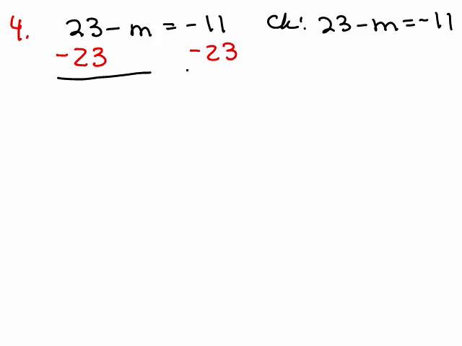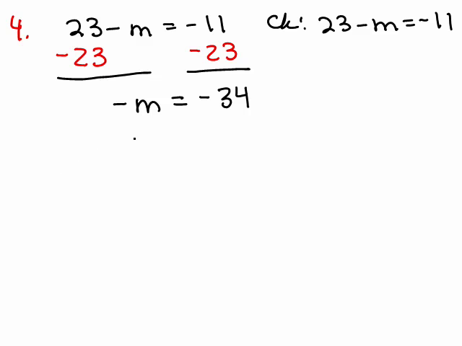It means you're adding a negative 23 to both sides. So the 23 minus 23 cancels, but don't forget this is negative m equals. And on the right-hand side, you're adding two negatives, so the answer is negative, and then you add their absolute values, so you get negative 34. So basically this is saying negative m equals negative 34.